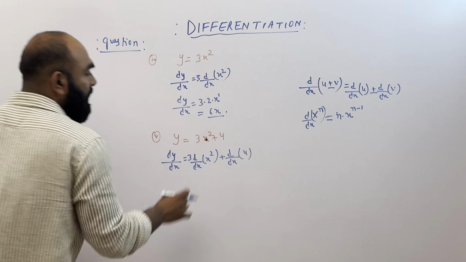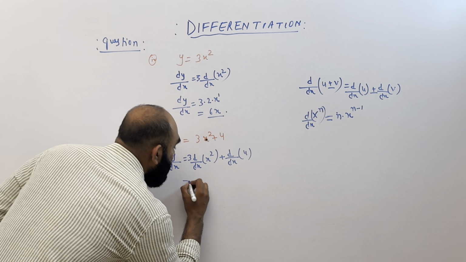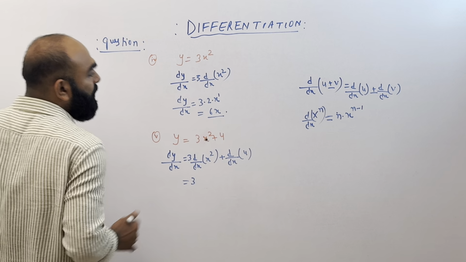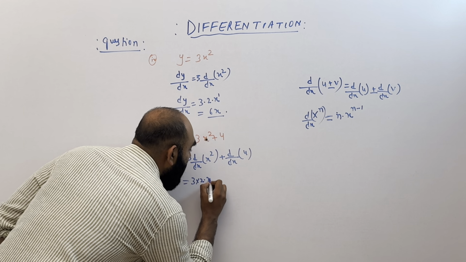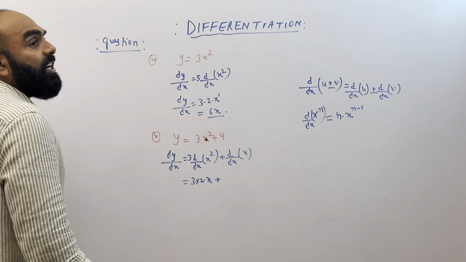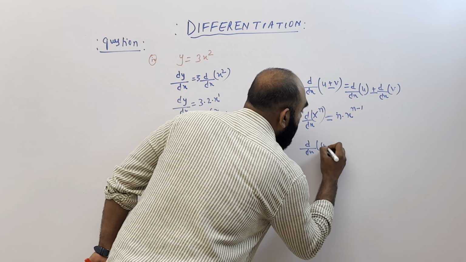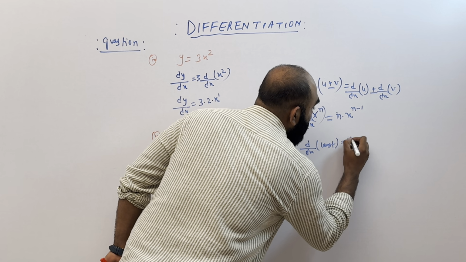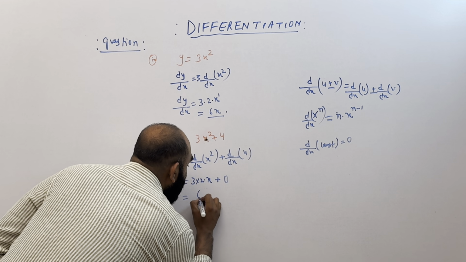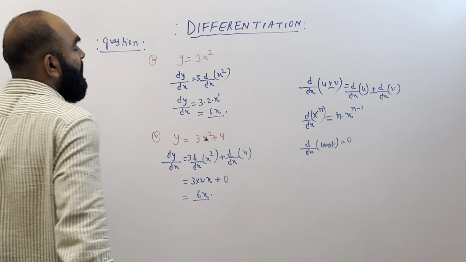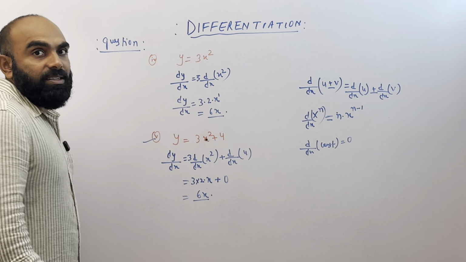I told you, differentiation will be distributed on plus. Now the differentiation of this one is 3 into x to the power 2, which we have just read, that is 2 into x, plus differentiation of the constant term. 4 is a constant, and d by dx of a constant is 0. So we have 6x, and this one's differentiation is also 6x.